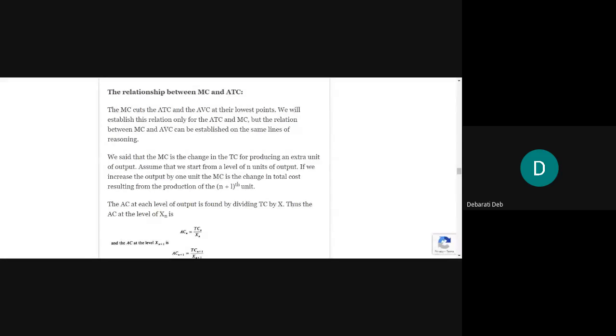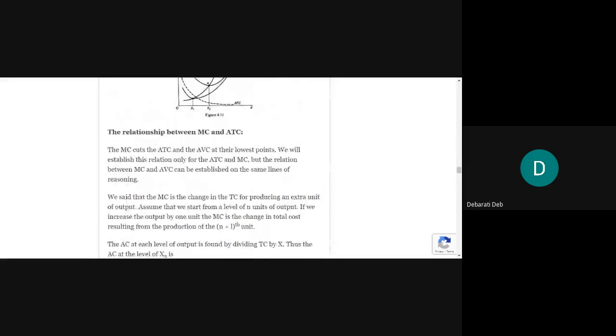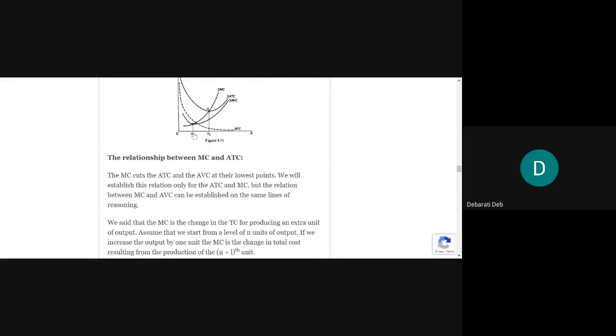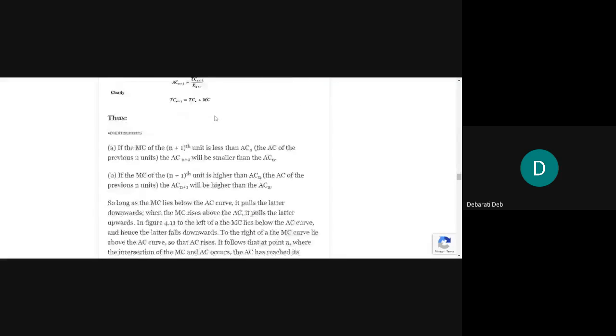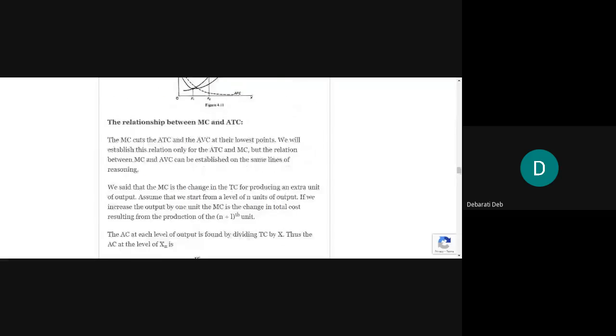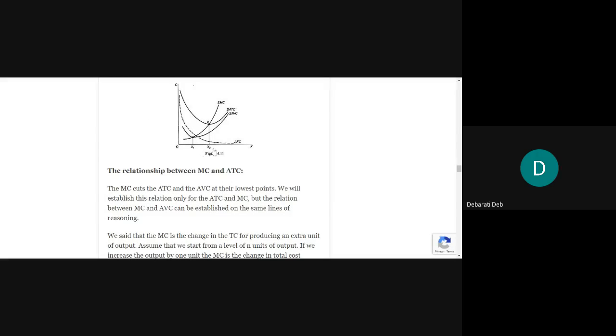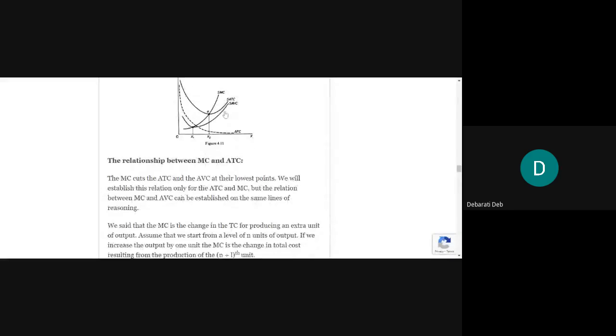The marginal cost cuts the average total cost and the average variable cost at their lowest points. Do you remember the lowest points in the last diagram? The lowest points are X1 and X2. Is there a different diagram given here? No diagram given. Okay, same diagram. In the same diagram, the marginal cost curve can be seen.